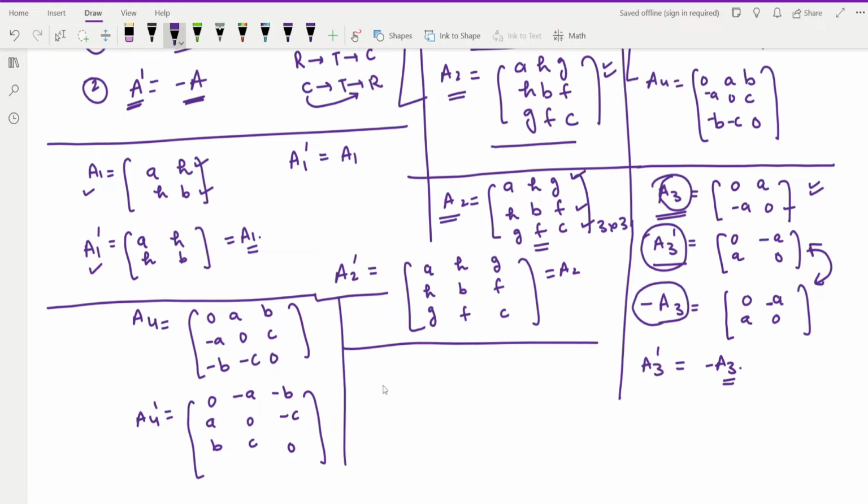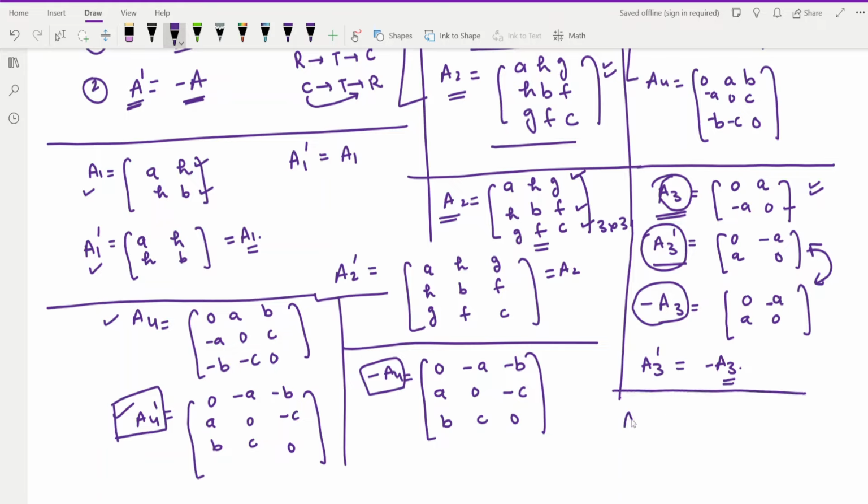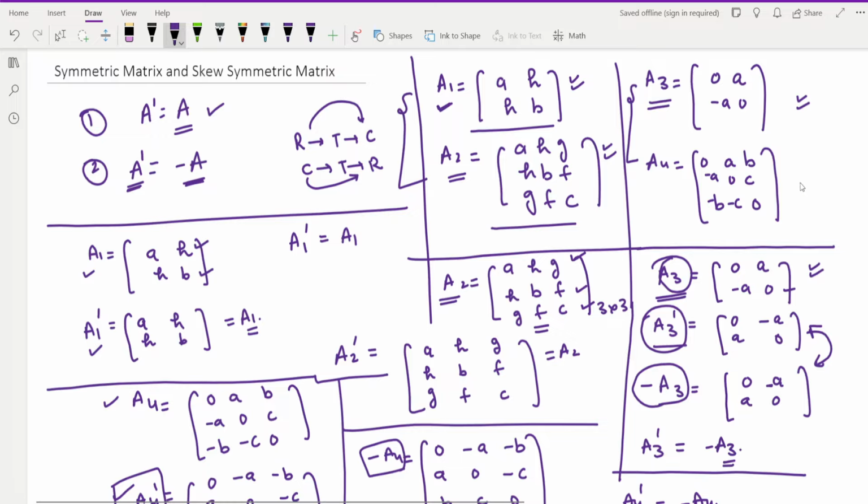Apart from it, I need minus A4. If I multiply this matrix by minus 1, it will be 0, minus A, minus B, then A, 0, minus C, then B, C, 0. So if you see this particular matrix A4 transpose, and this particular matrix minus A4, these two are equal. That is, A4 transpose is equal to minus A4. So as per the condition of a skew-symmetric matrix, we will claim that this is a skew-symmetric matrix.